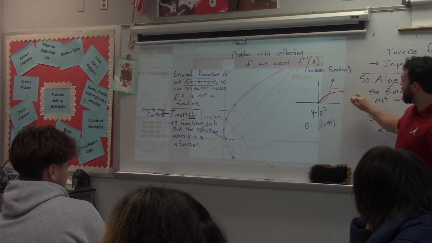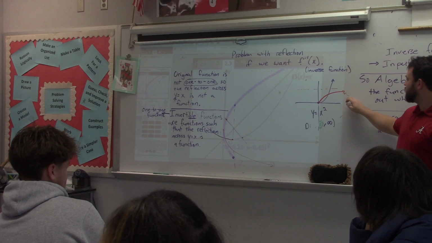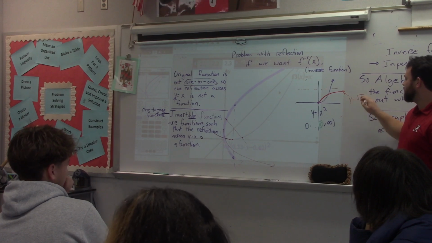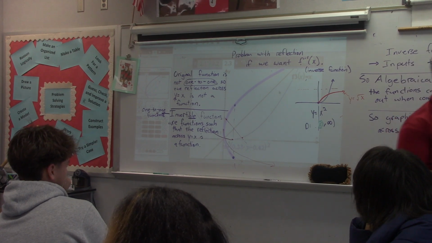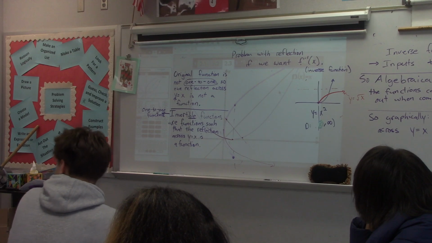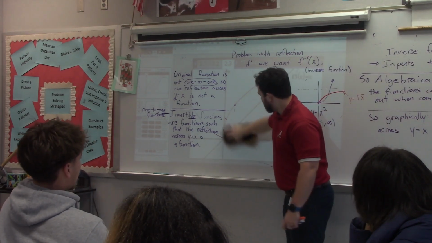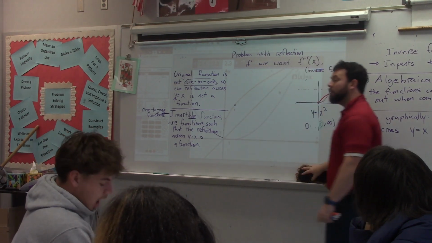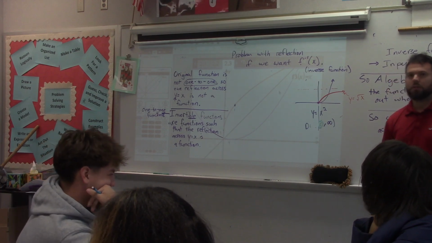And what does this look a whole lot like right here? Anyone recognize that shape? Half a graph. How about the square root of x? Half a graph. So why does the calculator only have that top half of the graph? Because we restricted the domain. That's what will make the inverse a function.